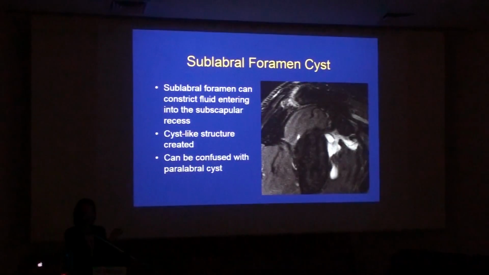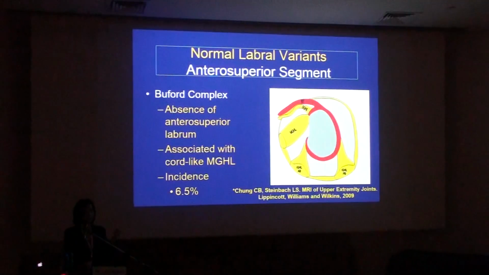This is what it might look like on sagittal, where you see this little cyst kind of in the anterosuperior area next to the labrum. Of course, if there were a slap lesion, those cysts can be in that location, so make sure that you don't have a slap lesion up there. And it's a nice thing to know about, so you don't overcall it.